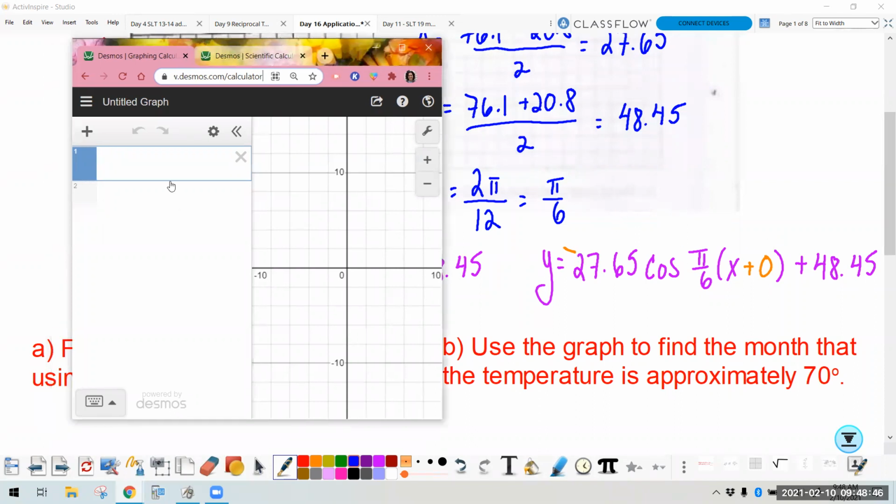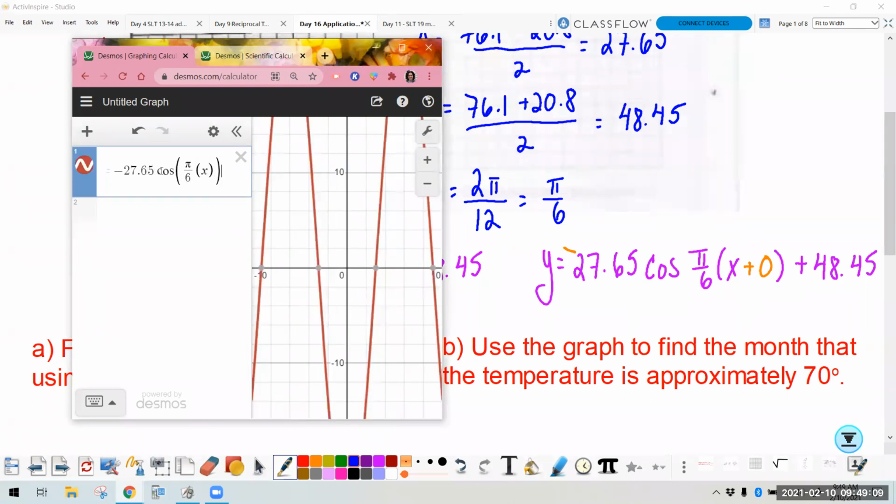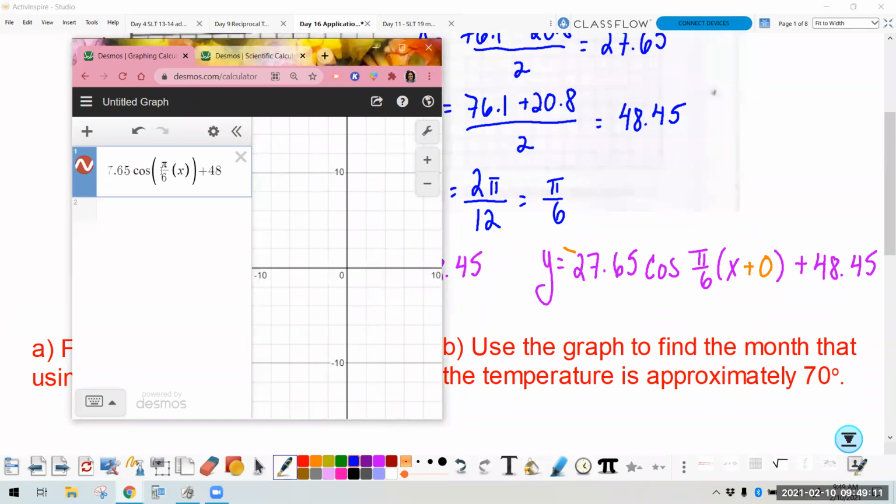I'm going to use the reflected equation to type that in. So we got y equals negative. If you type pi, it gives you pi. What? I don't want it like that. We'll do parentheses. Pi divided by 6, parentheses x plus 48.